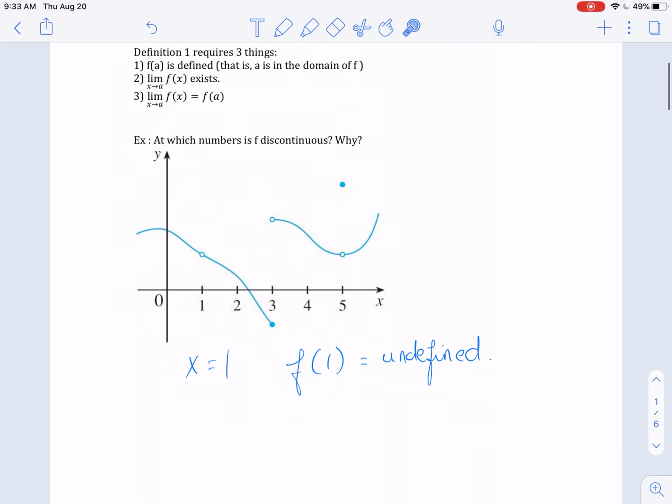So x equals 3, you can see that f is defined at 3, which is right here. F of 3 is negative something, I want to say negative 1. However, the problem is the limit does not exist. Why is that? Because as you can see, the limit approached from the left right here is a negative number, but the limit from the right is a positive number. Therefore, we do not have the limit. So the function is not continuous at x equals 3 because the limit does not exist.